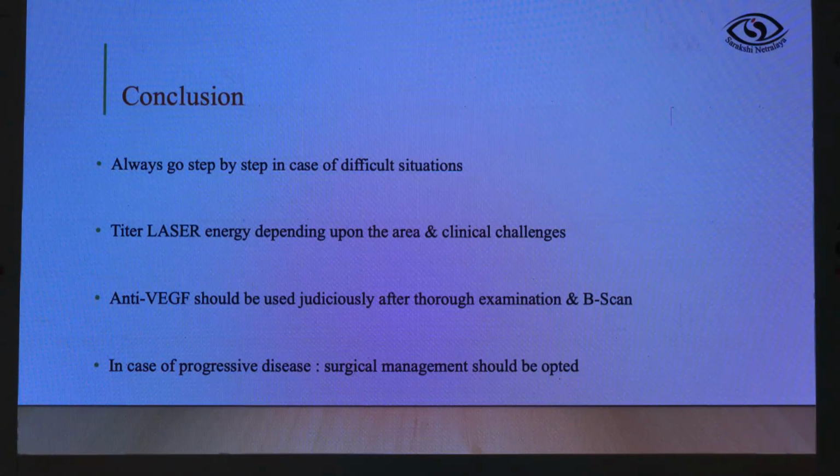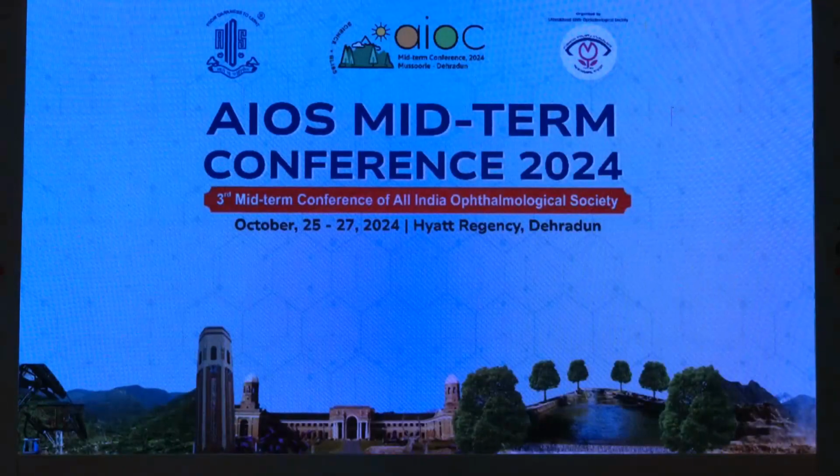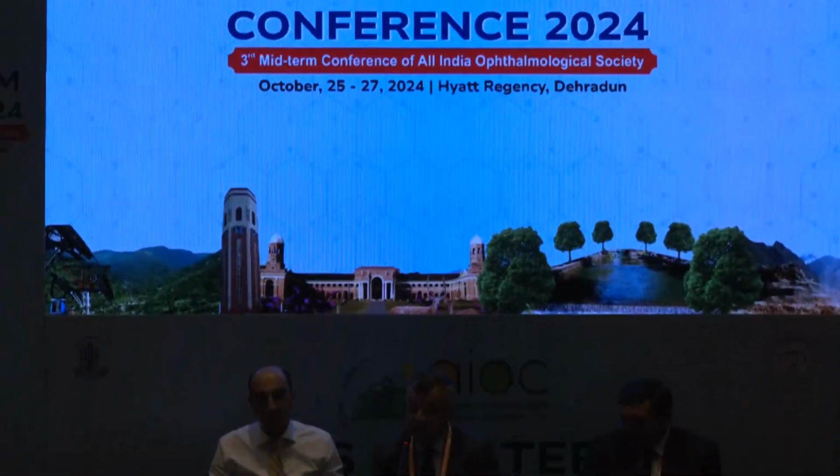Tighten the laser energy depending upon the situation. Anti-VEGF should be used judiciously, and in case of progressive disease, don't wait. Surgical management is the option. Thank you, Dr. Shilpi. I think this is very important, how to do laser and how we should proceed.